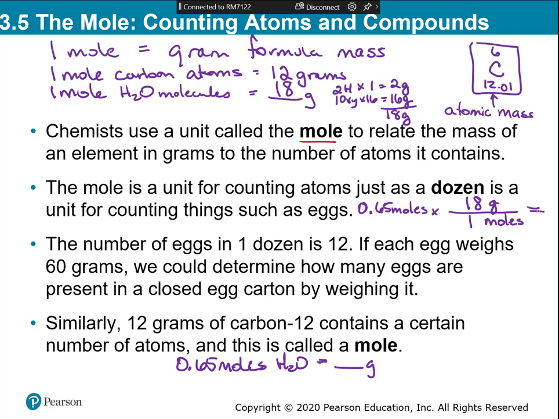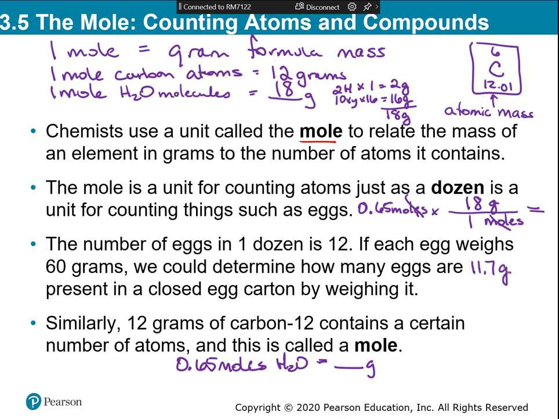So doing the math, 0.65, and then do I multiply or divide by 18? Multiply, because it's all across the top. So I would take 0.65 times 18. See that moles and moles will cancel when I do this? The answer that I get is 11.7 grams.